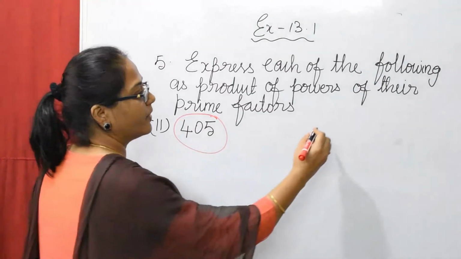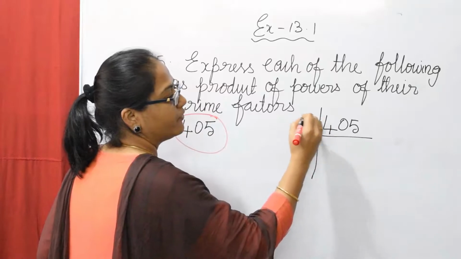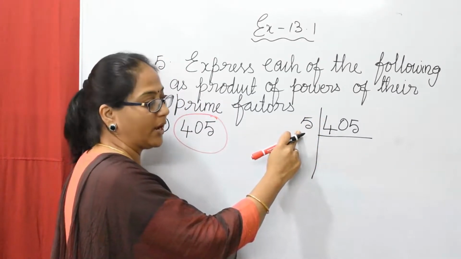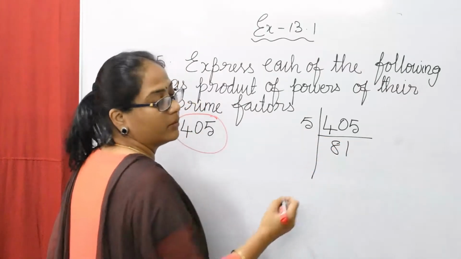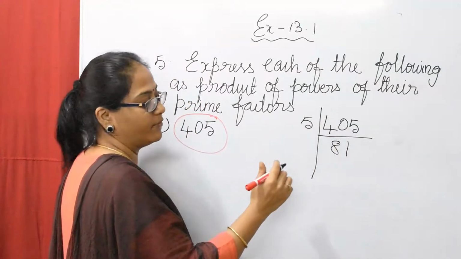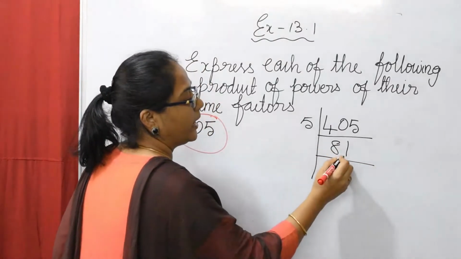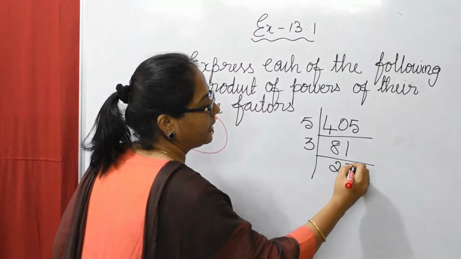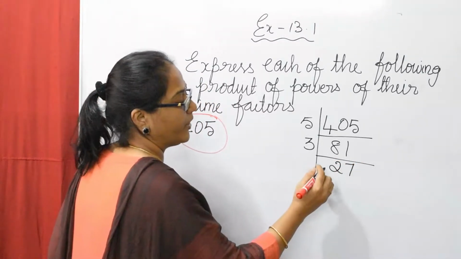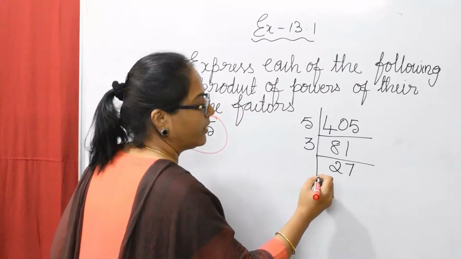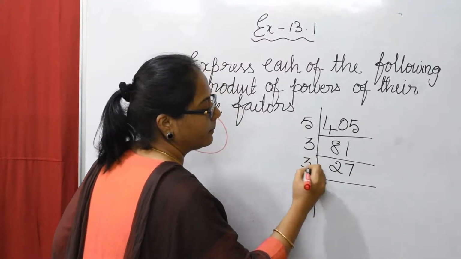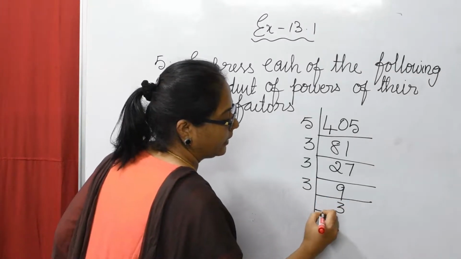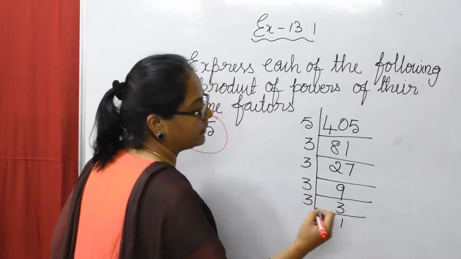So 405, first let us start with 5. 5 table. When we divide 405 by 5, we get 81. 81 5s are 405, and 81 goes in the 3 table, 27 times. We get 27 as our answer. Then again 3 table, 3 9s are 27. Then again 3 3s are 9. Then again 3 1s are 3.